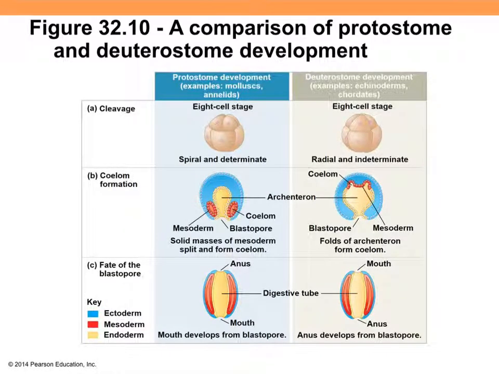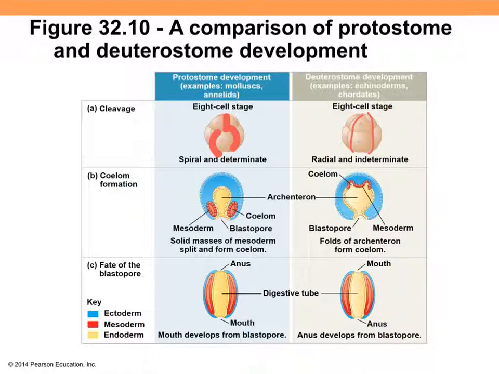So we can categorize animals in 2 ways based on their embryonic development. Protostomes have spiral determinate cleavage. So if we look at the lines here, we see that they are not even, okay, and these cells are not sitting perfectly in line with each other. If we look at the deuterostomes, we see that the cleavage is radial and indeterminate. So we have lines going all the way down this little embryo.